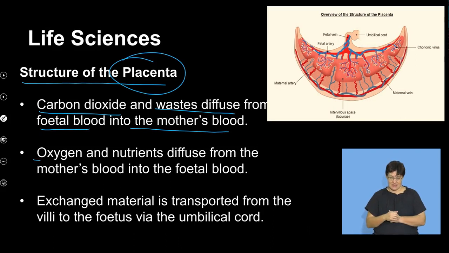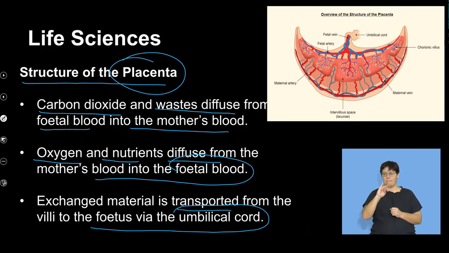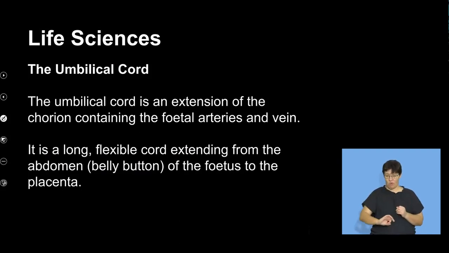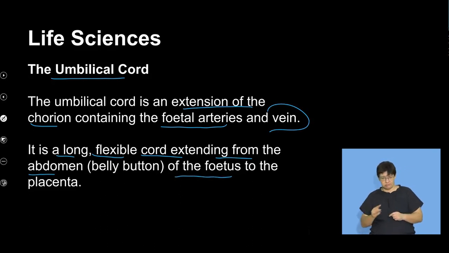We also know that the baby or the fetus requires oxygen and nutrients, and that diffuses from the mother's blood supply into the fetal blood supply. This exchange of materials happens through what we call the umbilical cord, which contains your fetal veins and your fetal arteries. When we look at the umbilical cord, it is an extension of the chorion which contains the fetal arteries and the vein. It is a long, flexible cord that extends from the abdomen of the fetus all the way to the placenta.